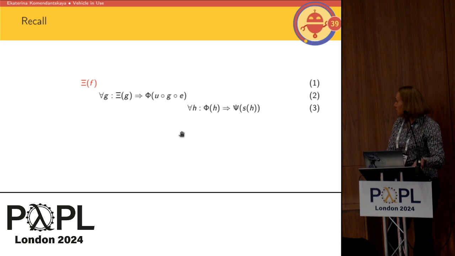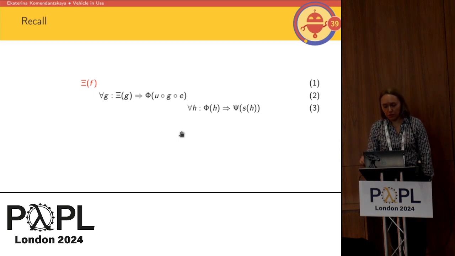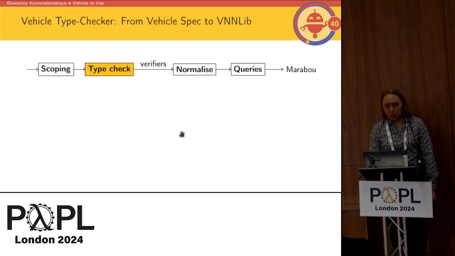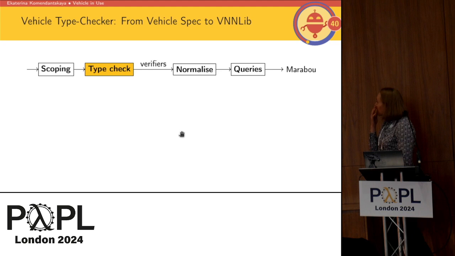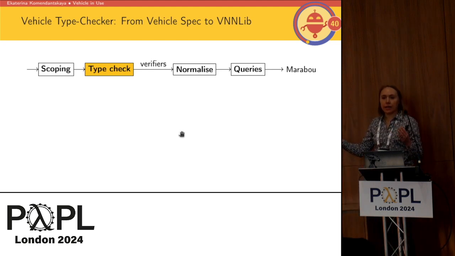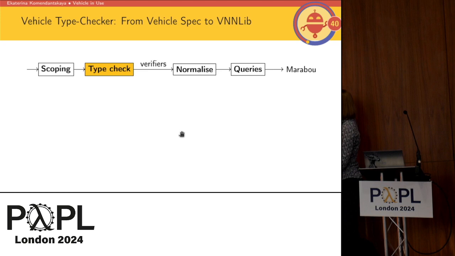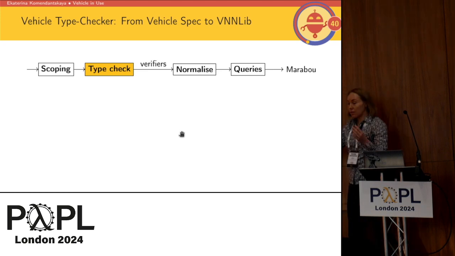Well, that's very little left. We have 3, 2, we just need to go and prove the property of the neural network on real vectors. So what happens here is you have a type checker. You've just seen the Vehicle specification. It's a Haskell-like language, a Haskell DSL. To pass all those properties to Marabou, which is essentially an SMT solver, you use a type checker that will normalize your query written in Vehicle and pass it down to the language of Marabou.